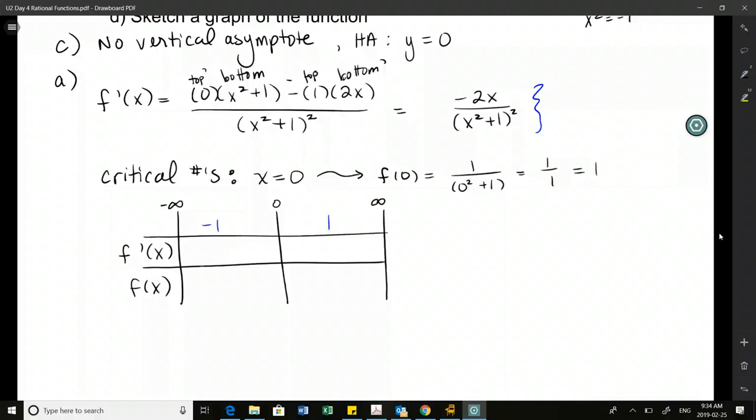And actually, because the bottom is all squared, I could just look at the top, because the bottom's going to be positive always because I'm squaring it, right? So if I look at plugging in -1 to this top part, I get positive. But if I plug in 1 there, I get negative. So that tells me increasing and decreasing.